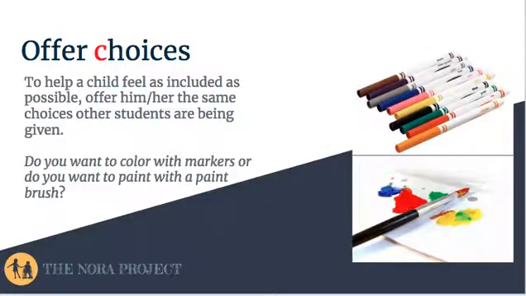Offer choices. To help a child feel as included as possible, offer him or her the same choices as other students are being given. So if you give your students the opportunity to color with markers or with crayons, you're going to want to give your Nora friend the exact same opportunities to pick. Do you want to paint with a paintbrush or do you want to paint with your fingers? Again, another choice in having their work and their activity be authentic to them.